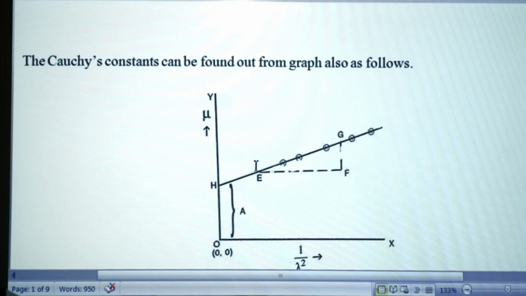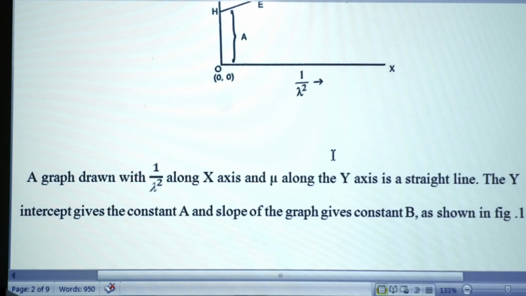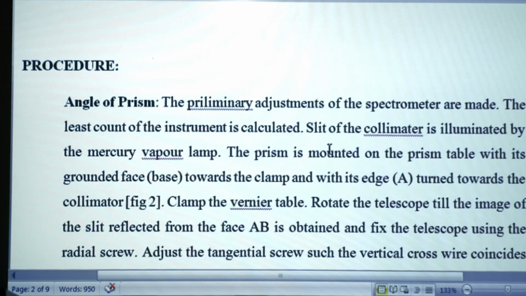Now these constants can also be obtained from a graph. If you plot a graph between mu on the y axis and 1 by lambda square on the x axis, we get a straight line graph, and from the graph the y intercept gives the value of the Cauchy's constant A. Here this is the y intercept, and that gives the value of A. Similarly, if you find the slope of the graph, that is GF divided by EF, that gives the value of the constant B. So we can determine A and B from the graph also.